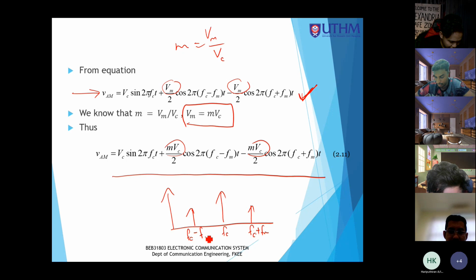FC minus FM. Okay. Dan kalau you lihat di sini adalah V versus F. Dari segi dia punya amplitude adalah VC, manakala dia punya amplitude untuk sideband adalah MVC over 2. Okay. Sama juga di sini MVC over 2.